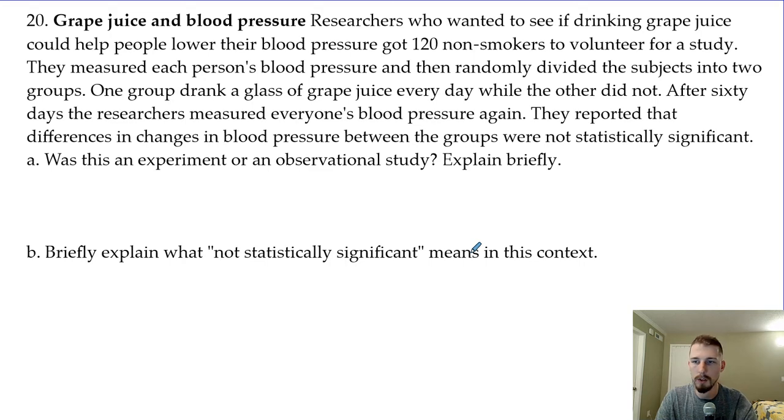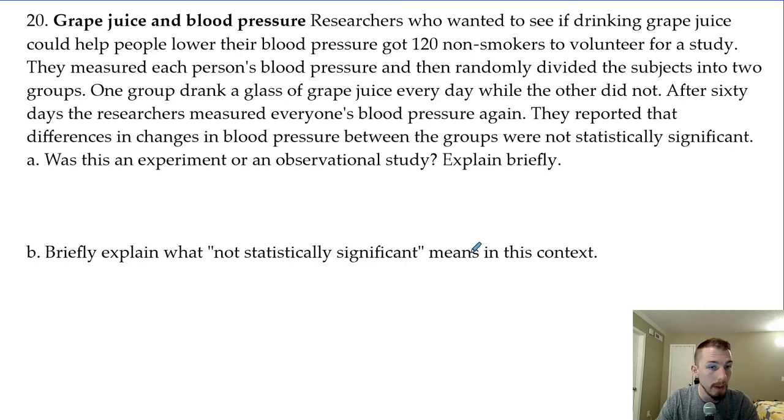All right, grape juice and blood pressure. Researchers who want to see if drinking grape juice could help lower their blood pressure got 120 non-smokers to volunteer for a study. Interesting. So it looks like right off the bat, we're blocking by non-smokers. If we did a separate one with smokers, then that would be something else. So you could say if we were blocking because we were using non-smokers and smokers, or if we're only using non-smokers, then in that case, you could say it's just one of the factors that we controlled. We didn't look at the difference between smokers and non-smokers. We only want to know about non-smokers.